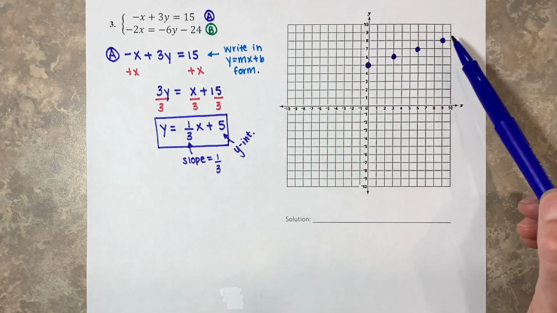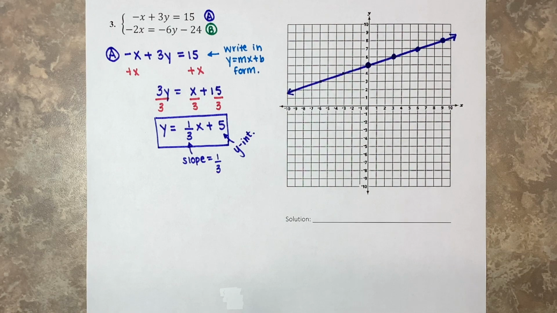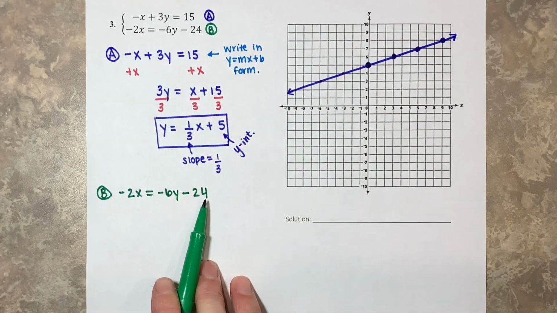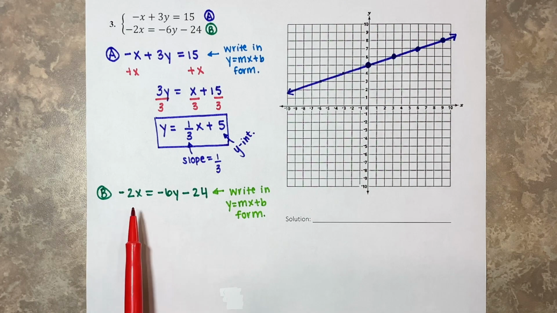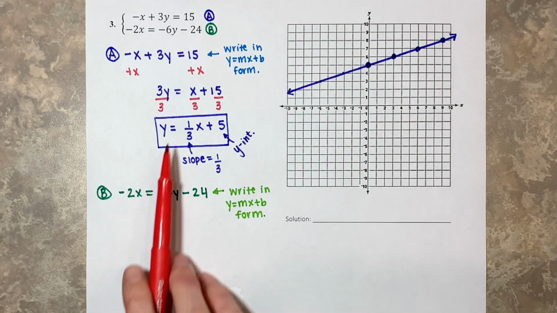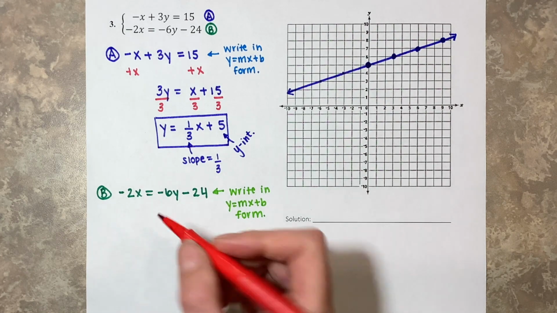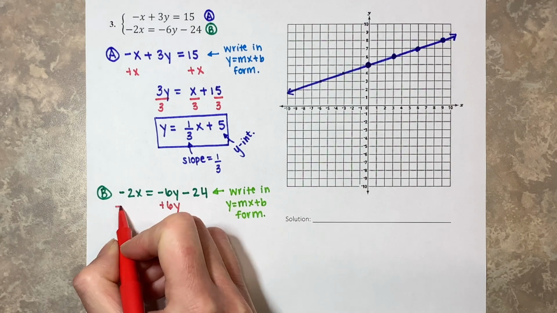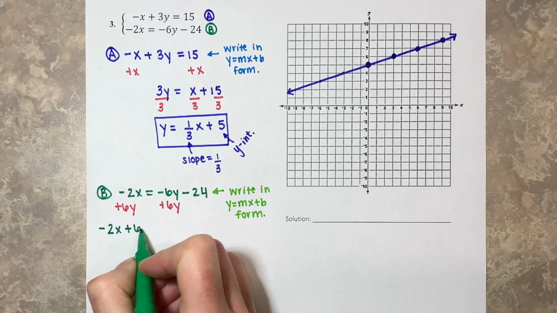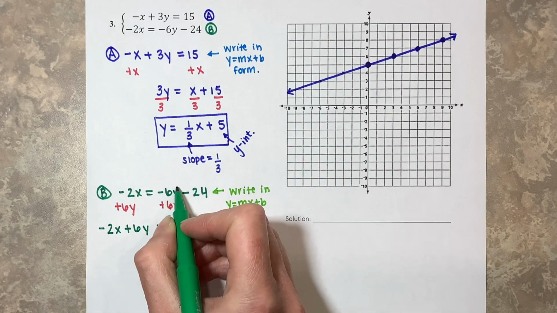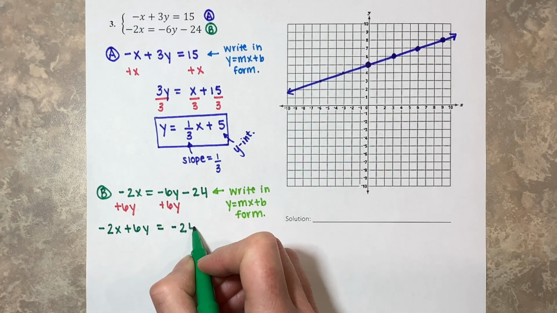And then we can go ahead and draw a straight line through our points. Next, we want to graph line B. And in order to graph line B, we need to write the line in y equals mx plus b form. Now for y equals mx plus b form, we want to have y isolated on the left, just like we did up here. Let's start by adding 6y. That will leave us with -2x plus 6y is equal to, these will cancel and we'll be left with -24.